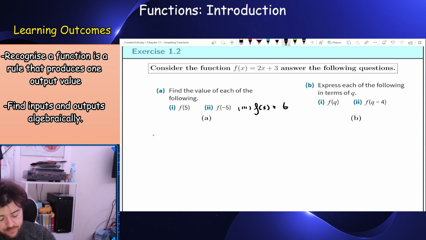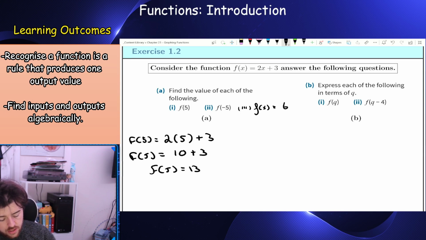So let's do this now. f of 5. So remember, my function here is 2x plus 3. So what I'm doing is 2 times my input plus 3. So f of 5 is going to equal 2 times 5 is 10, plus 3. f of 5 equals 13. So for this function, if I have an input of 5, I'm getting an output of 13.